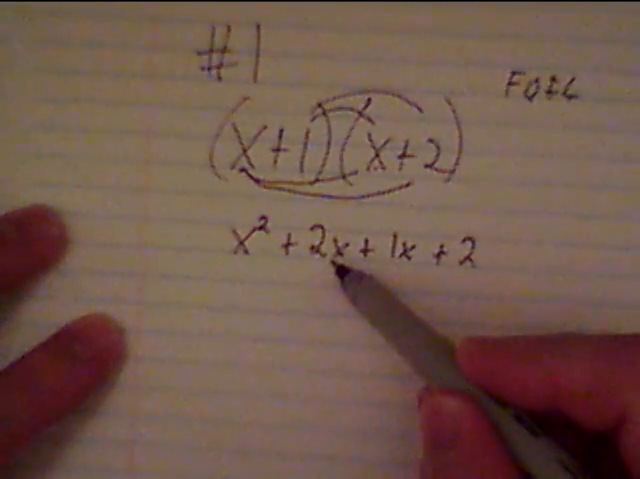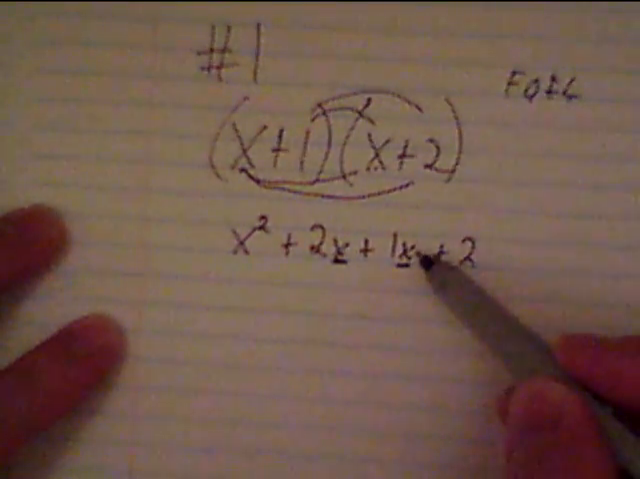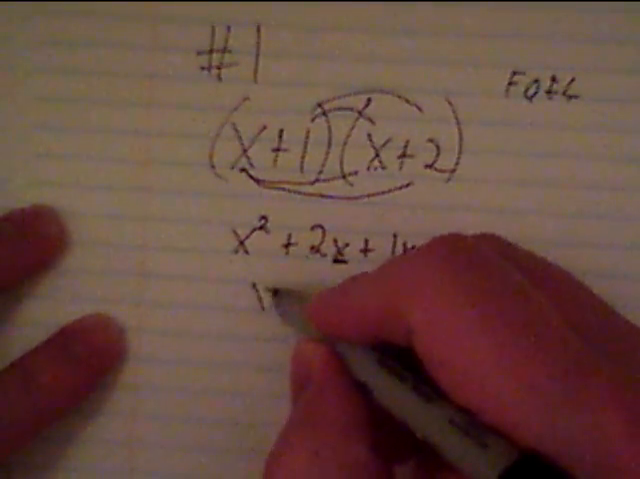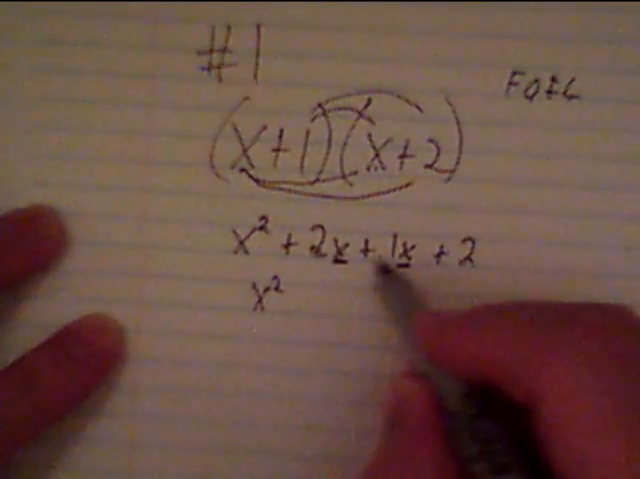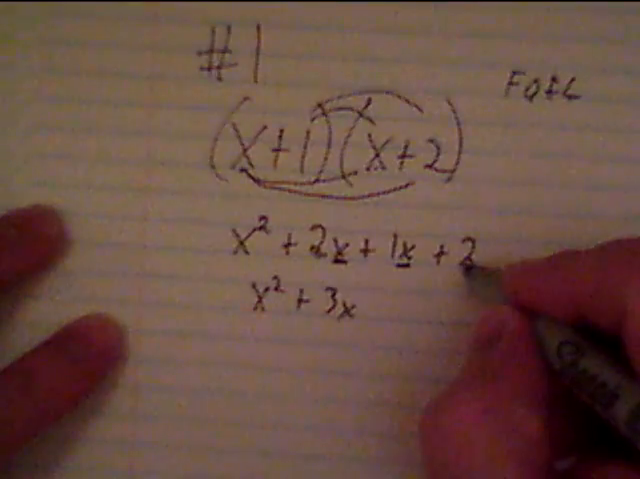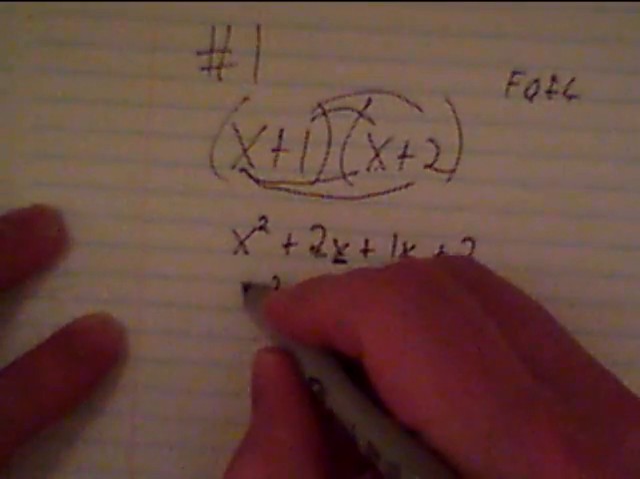Now, since we have like terms here, an x and an x to the same power, we can add these terms together. So this comes down to x squared, and then we have a 2x and a 1x for a total of 3x, and then the 2 comes down, and we're done.